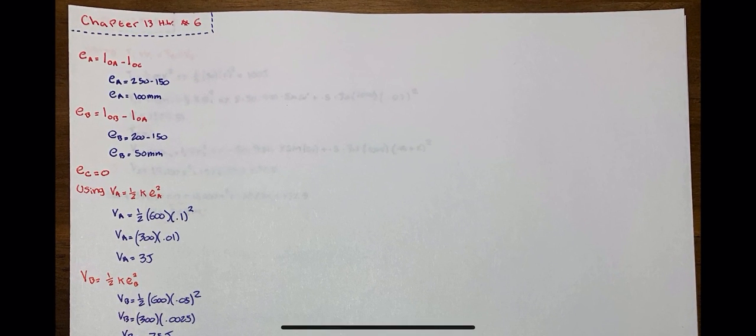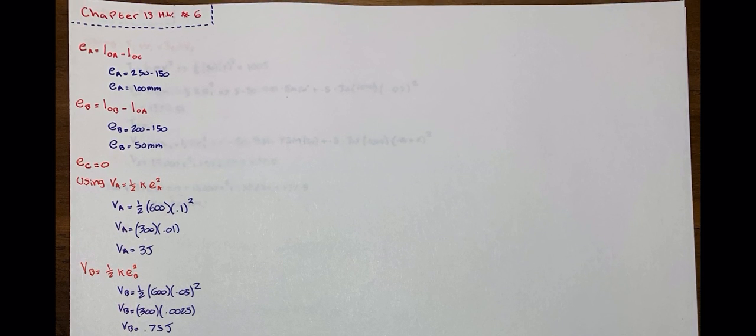Alright, number 6. We have a 2 kilogram collar attached to a spring that slides without friction in a vertical plane along a curved rod. We're supposed to find its velocity as it passes through point B and as it reaches point C.